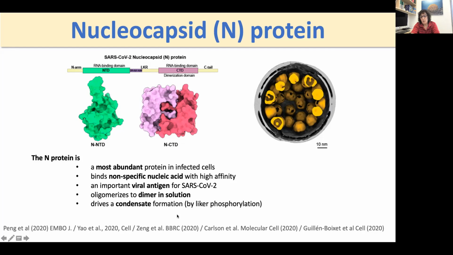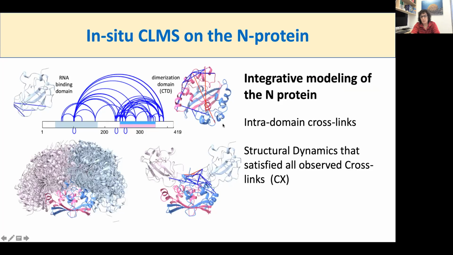The second important protein is the N protein, whose structure was known. However, we know quite a lot about it without really understanding how it contributes to this condensate formation that allows liquid-liquid separation and builds this very nice packing of the virus. In order to do this, we repeated our protocol on the N protein, and we got many cross-linked pairs, which confirm that this protein works as a dimer.